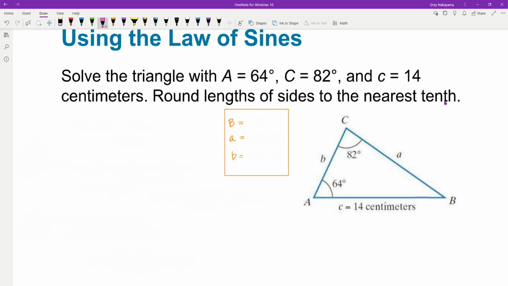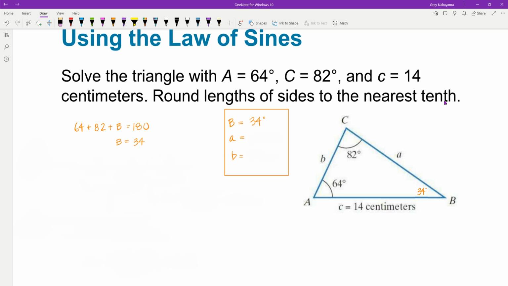So first and foremost, if you know two angles of a triangle, you know the third, because all 3 angles have to add up to 180. So my first one, 64 plus 82 plus angle B has got to equal 180, which means that B is 34. So that was an easy one, and I label it on my picture.